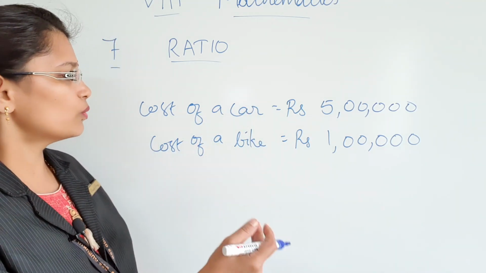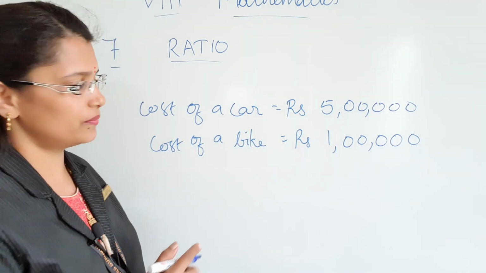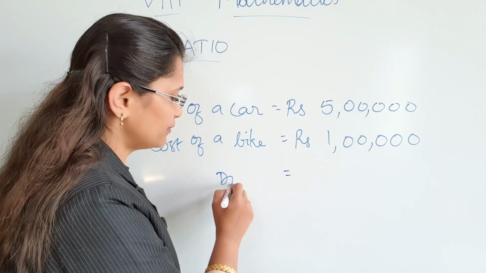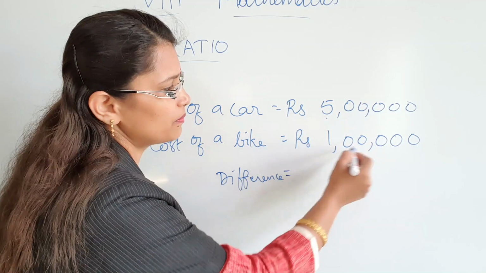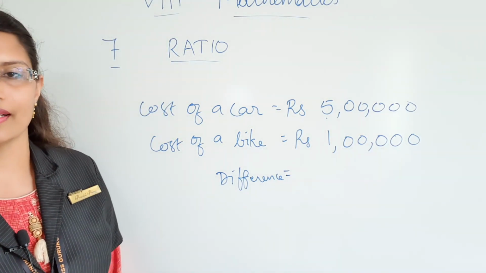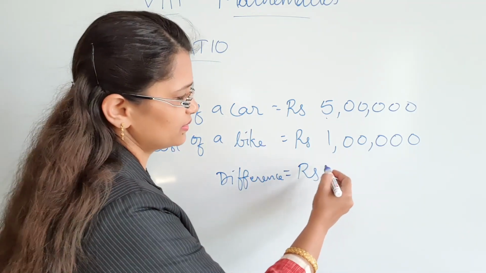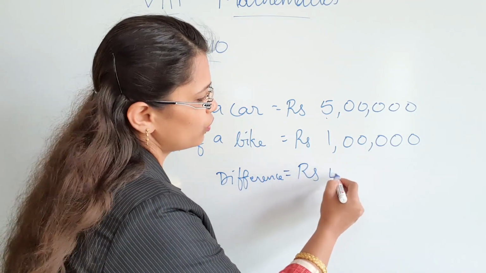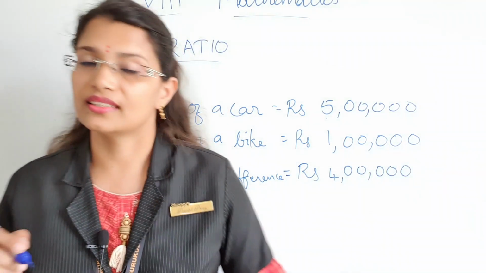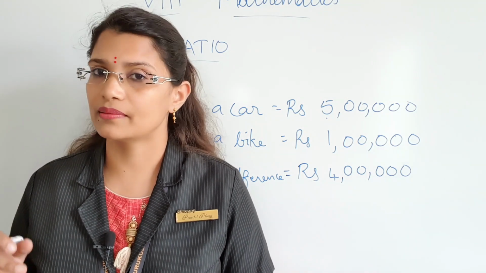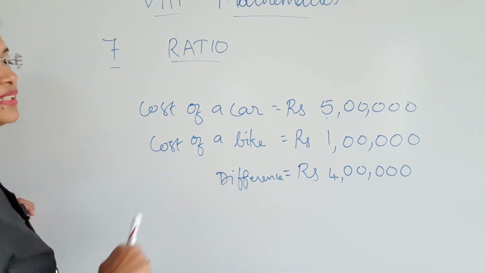That means how much costlier is the car than the bike? How to find out the difference? Rupees 5 lakh minus rupees 1 lakh. 5 minus 1 is equal to 4. So, the difference between these two prices is 4 lakh rupees, right? This is called comparison by difference.